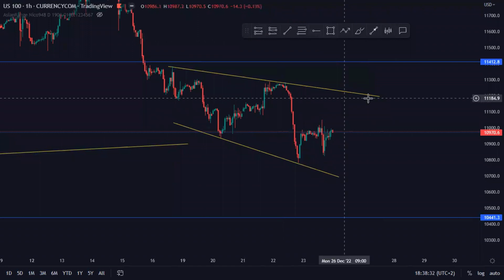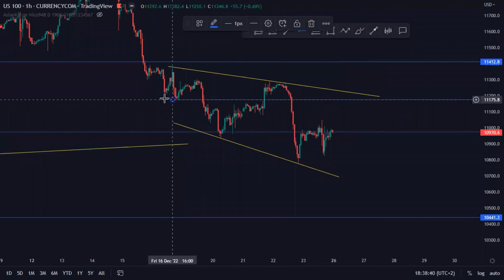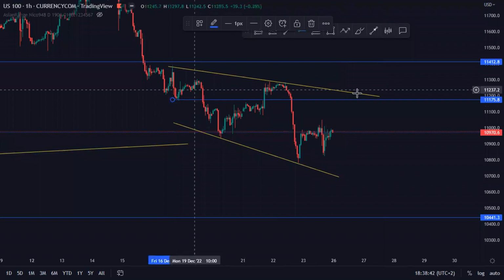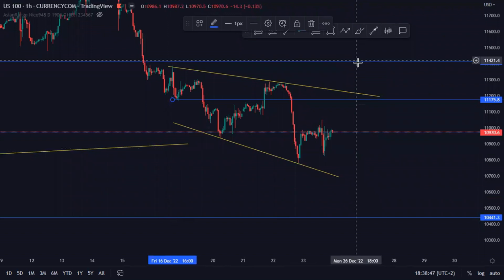Probably it might come just for a third touch, which will be aligning with this area here that was just broken but never retested. It was just broken and never retested. So price might come there and then drop off from here, or it might come here and then drop off from here.